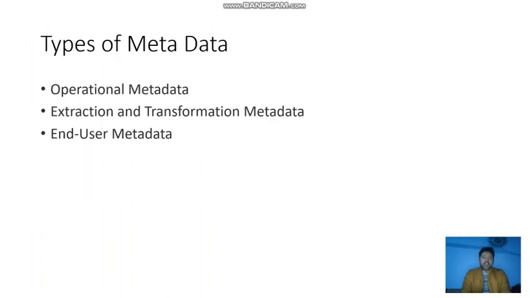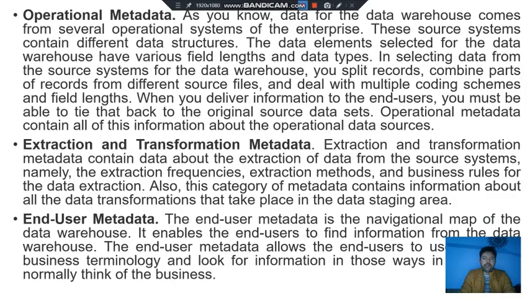Now, types of metadata. There are three types of metadata: operational metadata, extraction and transformation metadata, and end user metadata. First is operational metadata. As you know, data for the data warehouse comes from various operational systems within the organization, which have different data structures, field lengths and data types. So operational metadata contains all the information about the operational data sources.